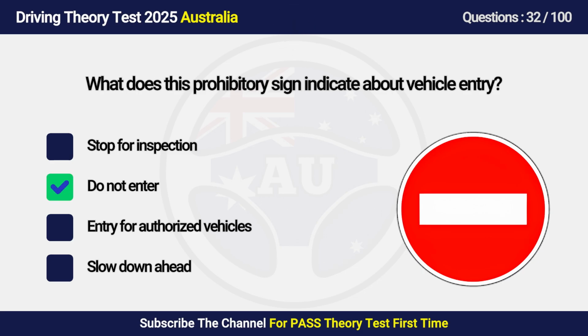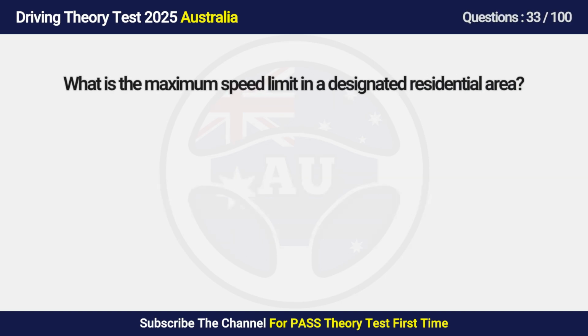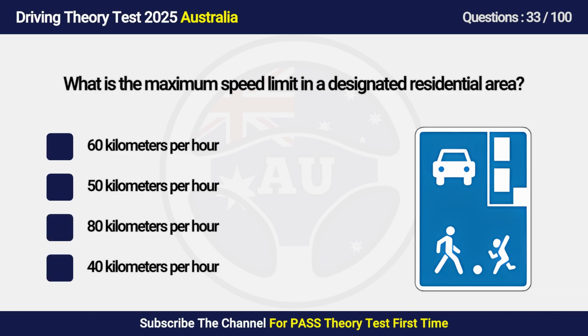Answer is B. Do not enter. This sign means do not enter or no entry. It typically indicates entry from the wrong direction on a one-way street or restricted access areas. Question 33. What is the maximum speed limit in a residential area?